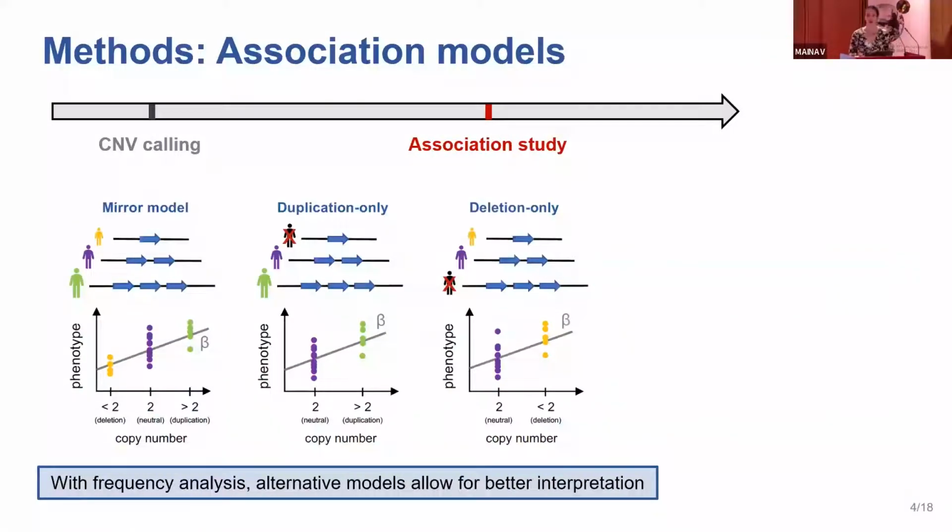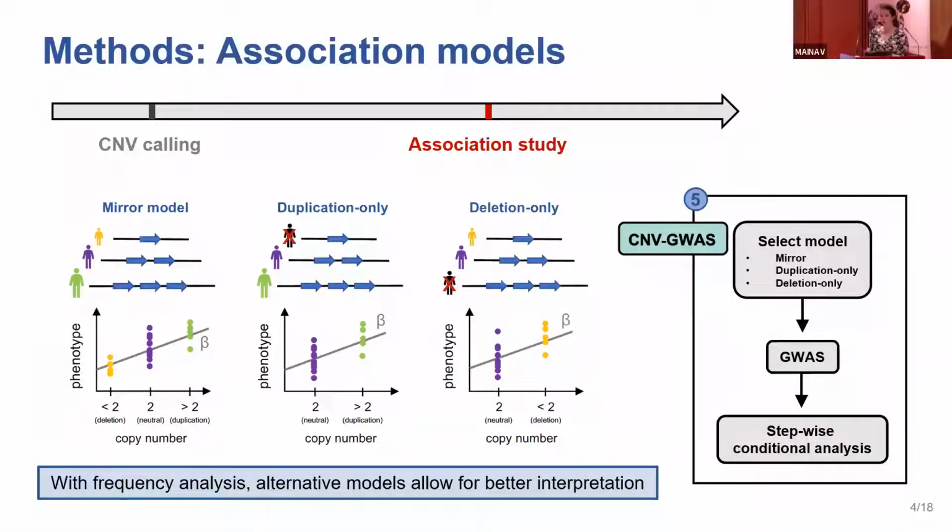Now, a small note on the last step: we work with 3 different association models. So the first one would be a mirror model that is analogous to a classical additive model used for SNP GWAS. And here we simply assume that deletions and duplications have an equal size effect, but in the opposite direction. And then we also work with 2 CNV type specific models where we simply disregard one type of CNV carriers, and those would be the duplication only and deletion only models. So using those different models, we then perform the GWAS and finish with a stepwise conditional analysis that allows to make sure that the signals are independent.